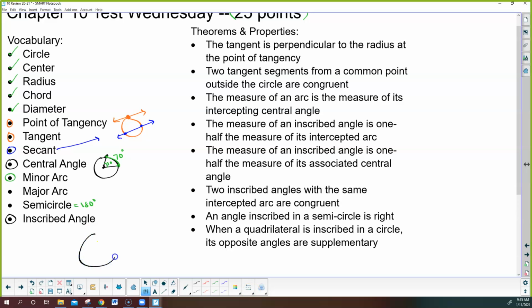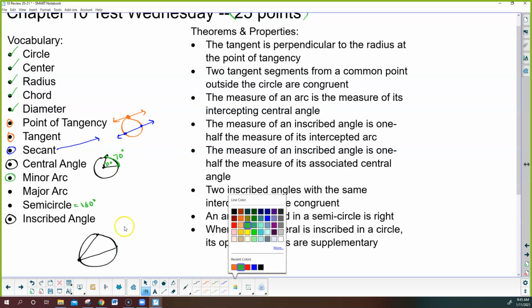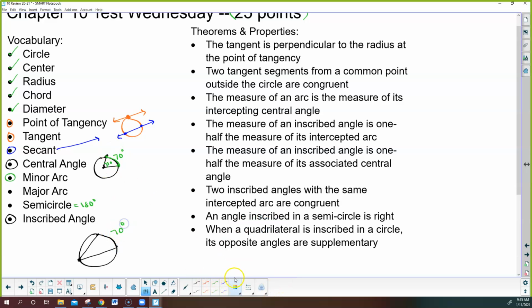But what about the inscribed angle? Right, so let's say that I drew a picture like this, and let's use that same picture as above. What if this was 70 degrees? That's called the intercepted arc. If the intercepted arc is 70, then its inscribed angle... An inscribed angle is when the vertex of the angle is on the circle. All we do is take that arc and cut it in half.